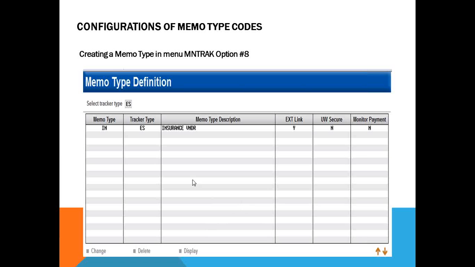So now this brings us back to the memo type definition listing, where we can see the memo type we just created for our new tracker type. I can continue to add more if I want to, or if you see you made an error, you simply highlight that memo type and then click Change down below at the bottom, correct it, or delete it altogether.